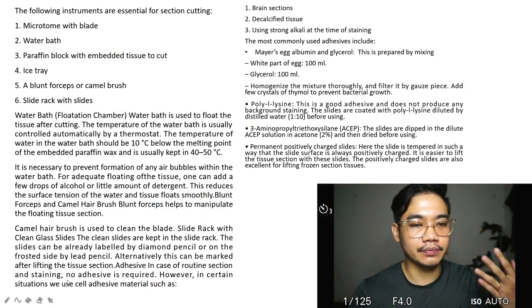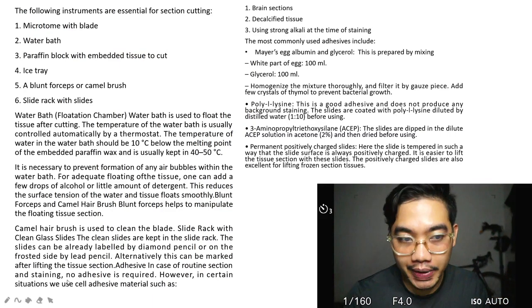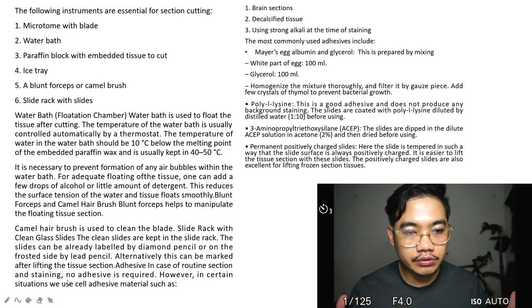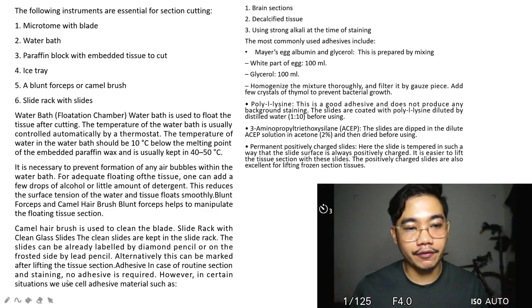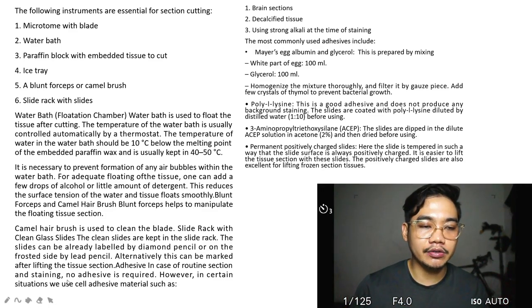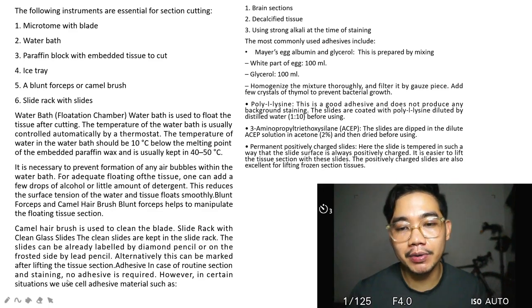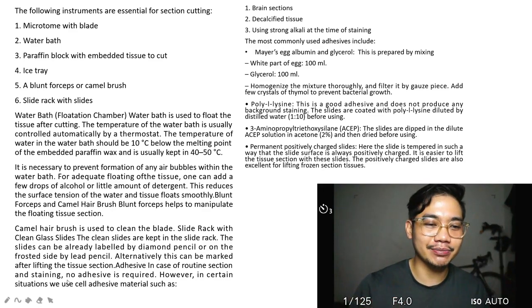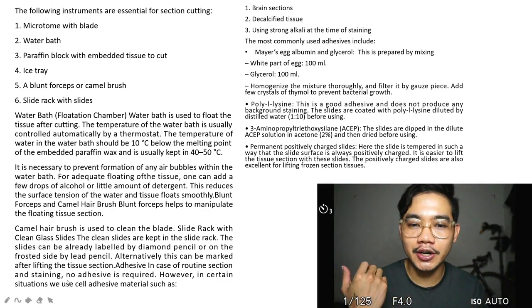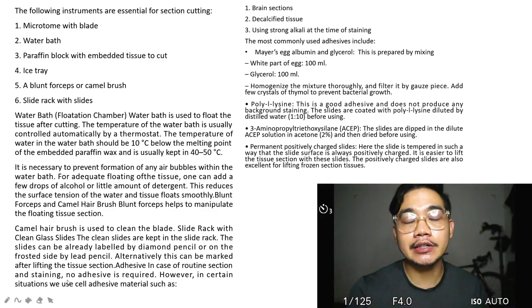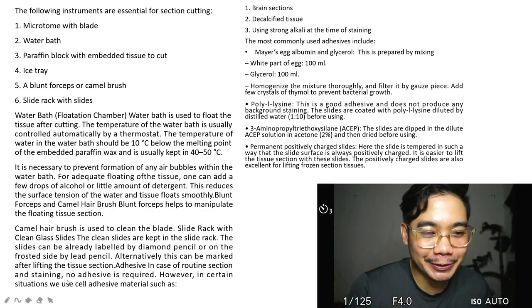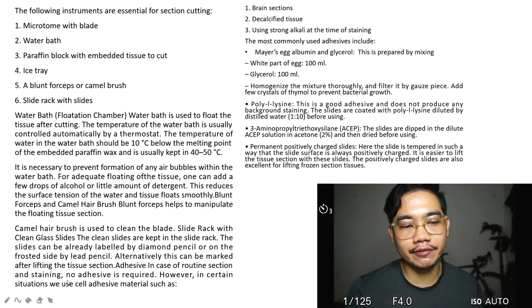So essential, we really need our microtome with blade and a water bath to evenly spread out our sections. We need to have our paraffin block embedded with tissue to cut, an ice tray, blunt forceps, and a camel brush. A camel brush, in the olden days, they used camel hair as their brush, but now we just use the brush provided by the makers, for example Leica. We always use the Leica brushes because it's provided, it's a package with the microtome. Blunt forceps, and then a slide rack for slides.